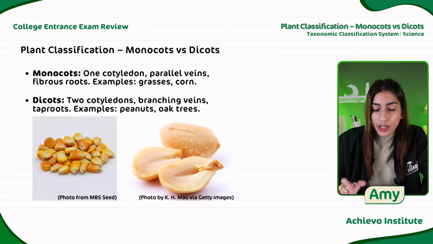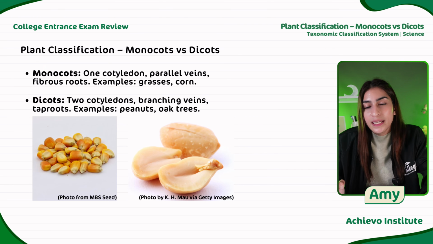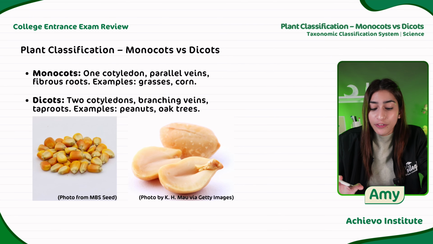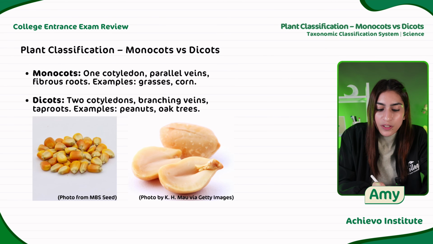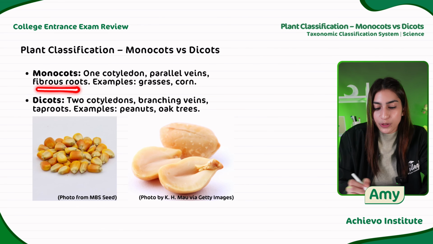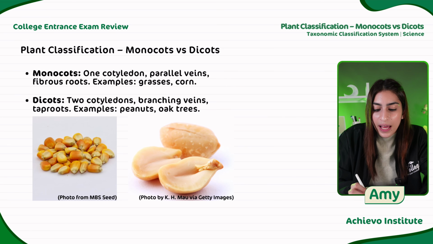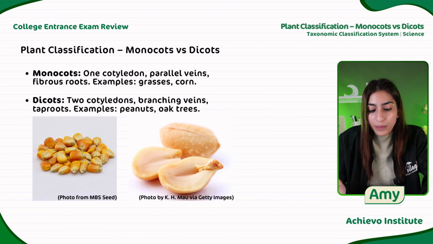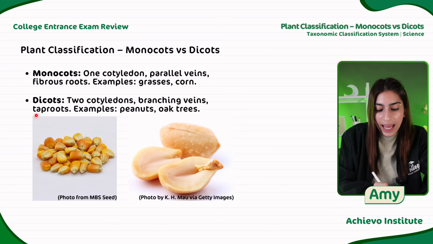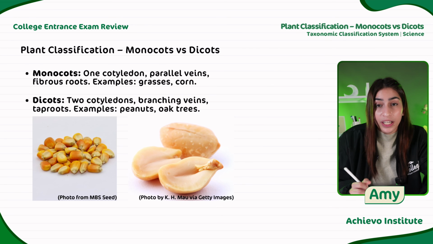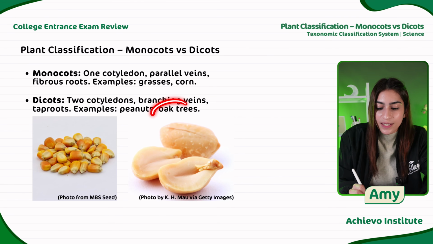So we can distinguish monocot versus dicots based on several characteristics like, for example, yung vein pattern nila and also their roots. So monocots, from the word mono, only has 1 cotyledon. They have parallel veins and they have fibrous roots. What are examples of this? Examples are grasses and corn. Dicots, on the other hand, from the word di, means 2 cotyledons. They have branching veins and have taproots. Examples are different types of trees, such as oak trees.